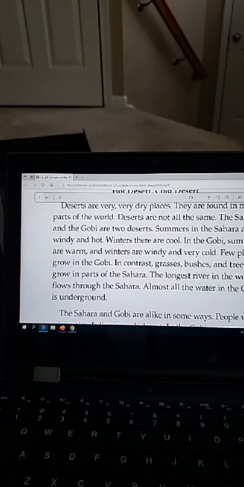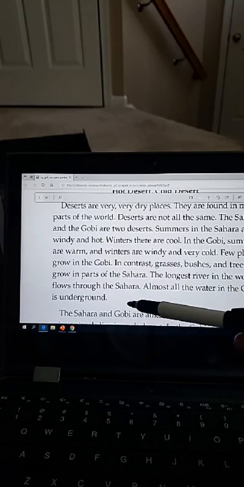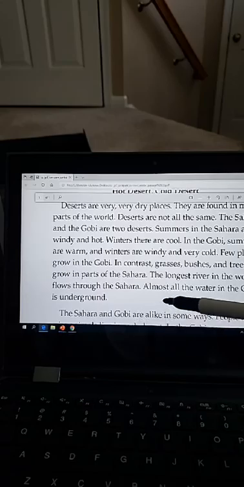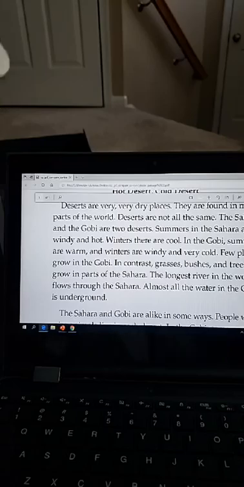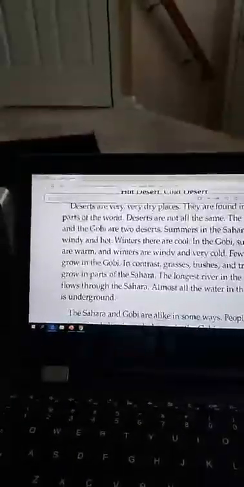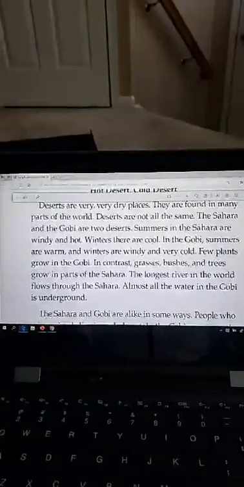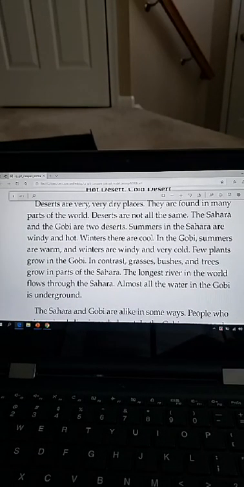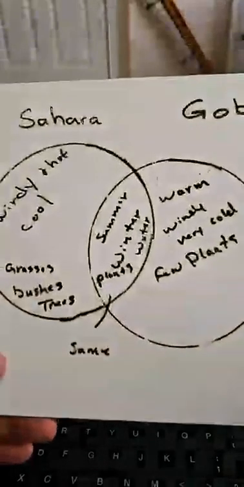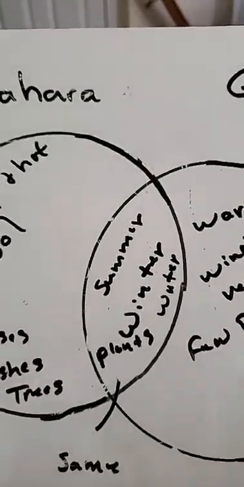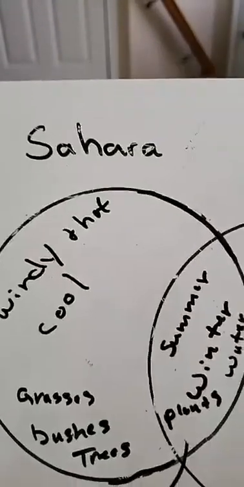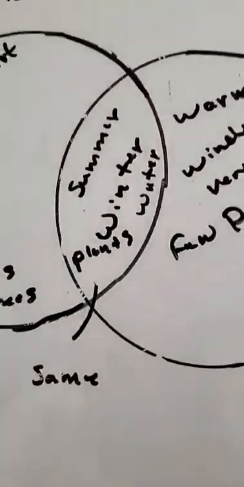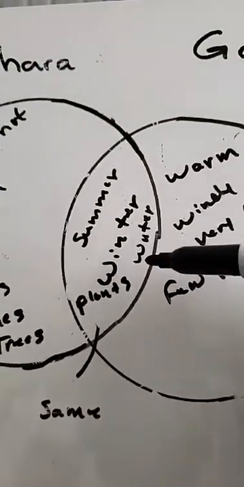The longest river in the world flows through the Sahara. The text also says almost all of the water in the Gobi is underground. So on my Venn diagram, when comparing the Sahara and the Gobi, in the middle part of the Venn diagram where they compare, I wrote the word water.